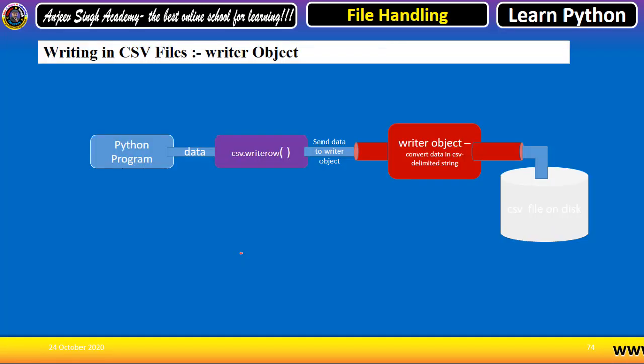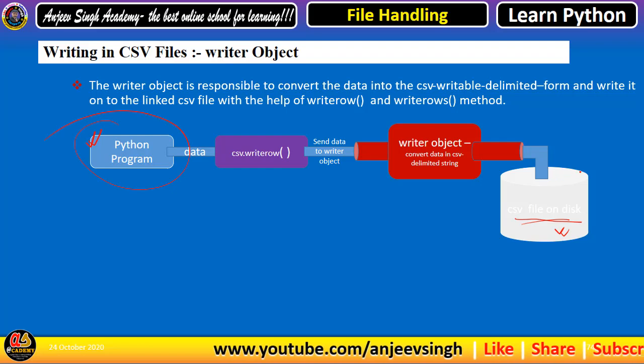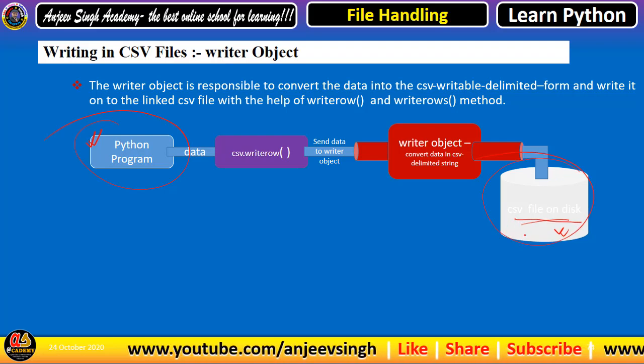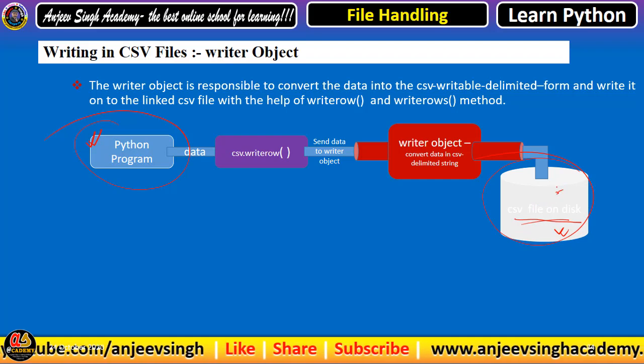Now we have to understand the concept behind this writer object, how the writer object is working, how everything is going on. So look at this. This is your CSV file on disk. This is your Python program. Through this Python program, I am going to store the information on a disk. This is my storage device, the hard disk.